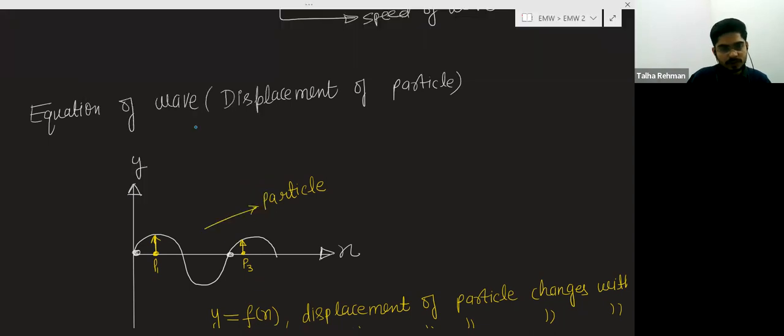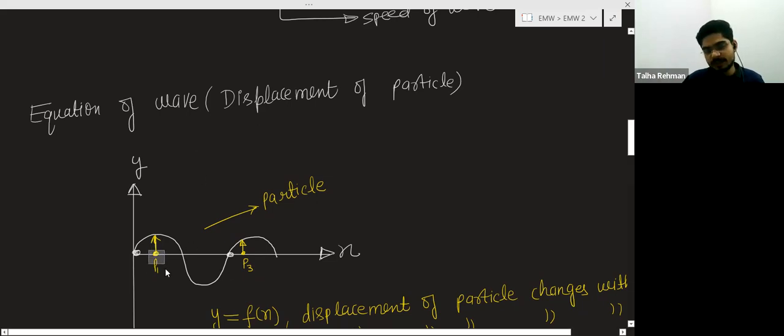So here there will be particles in the medium. Suppose this is a particle. Now focus on this particle. The displacement of this particle at this particular time will be here. So this particle at this time will be here.